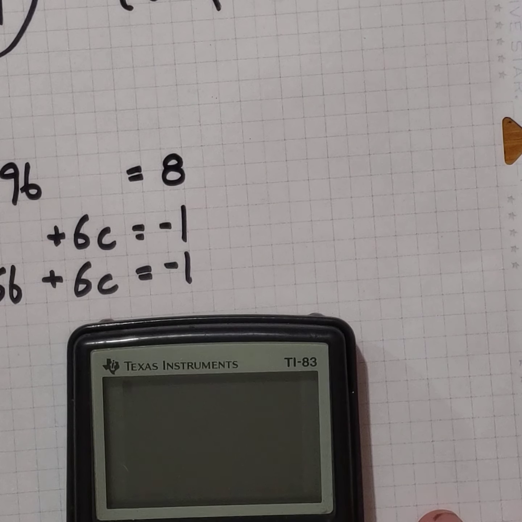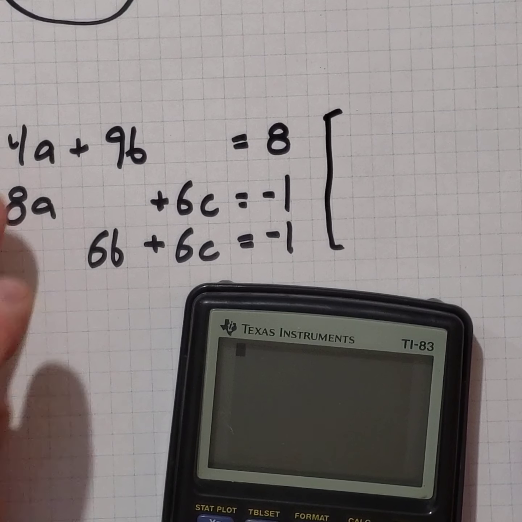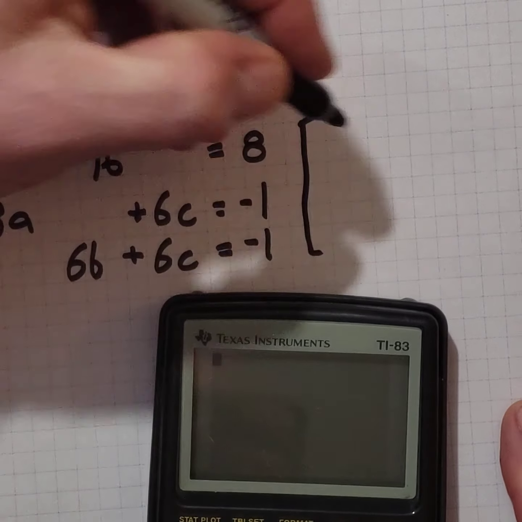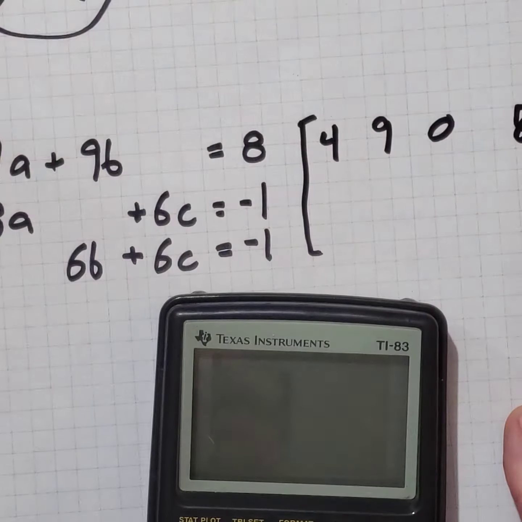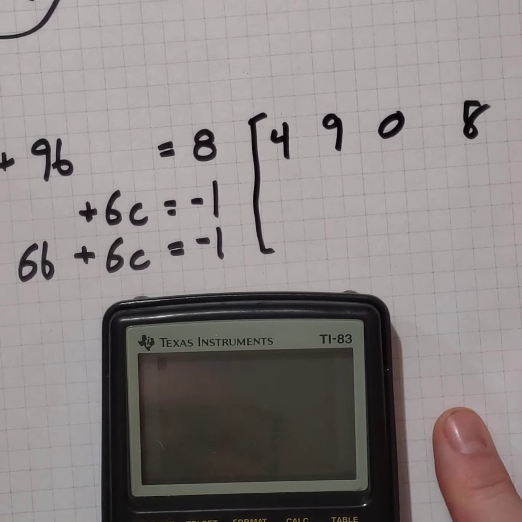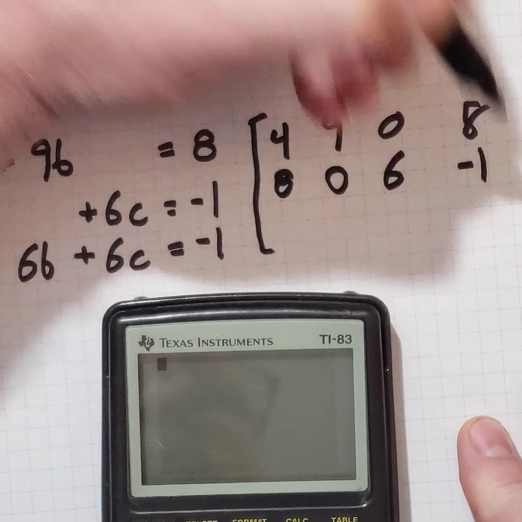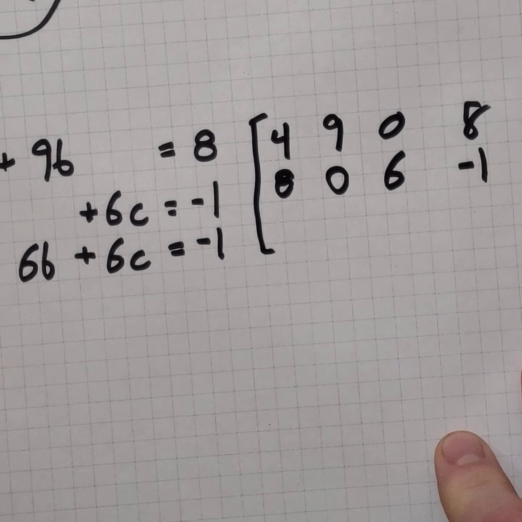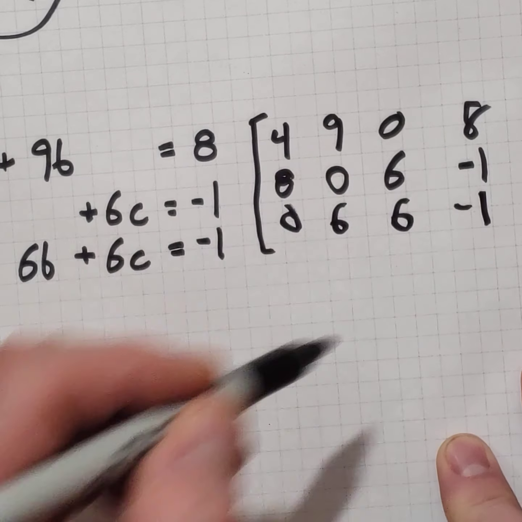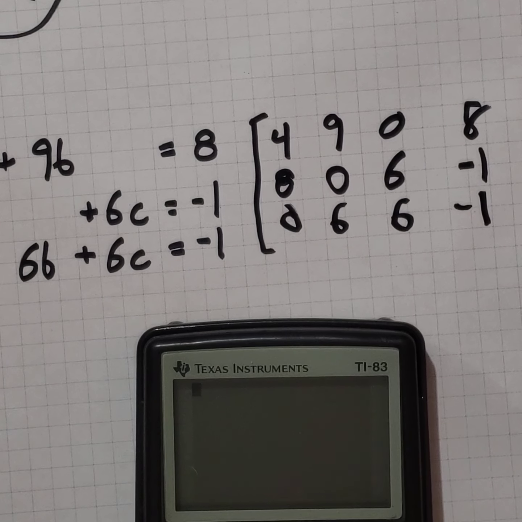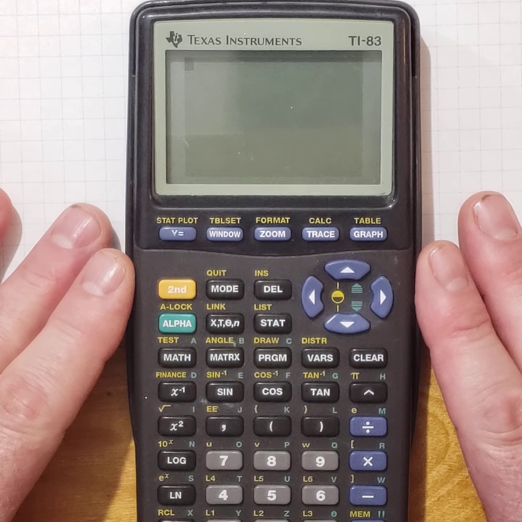So I should maybe write out the matrix here. In the first one, we've got 4a, 9b, and nothing times c. So that's going to be 4a, 9b, no c, and then 8 on the other side. In the middle equation, we have 8a, no b, 6c, and negative 1 on the other side. And down here, we've got no a, 6b, 6c, and negative 1 again. Okay, so that's our matrix. Got to make sure you put zeros in when you're missing any of those terms.